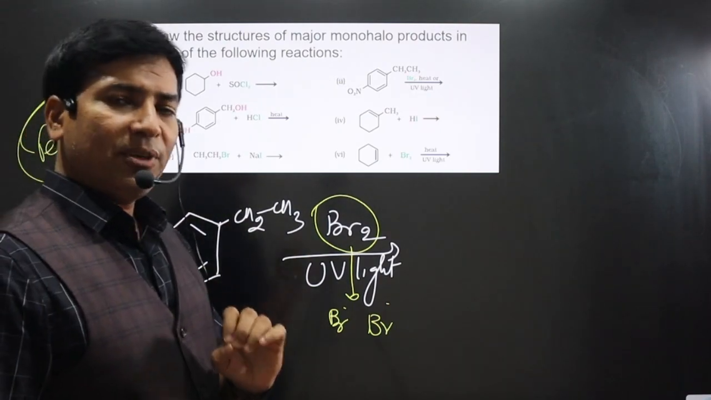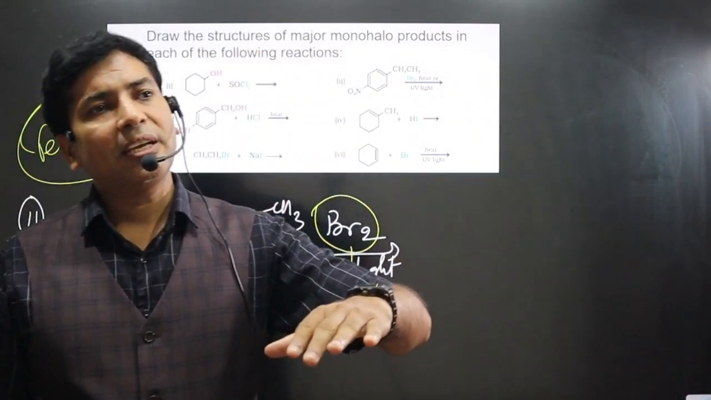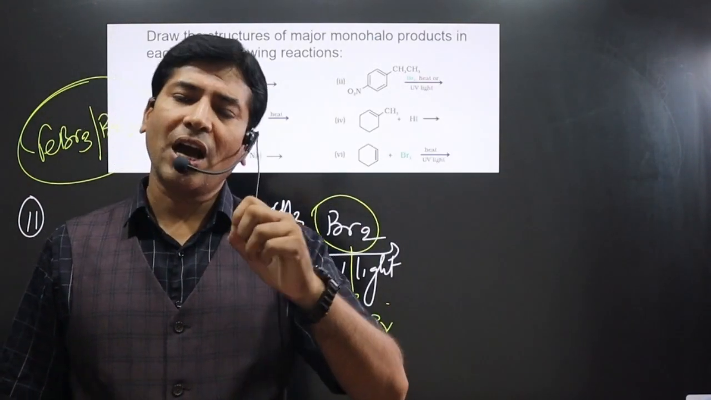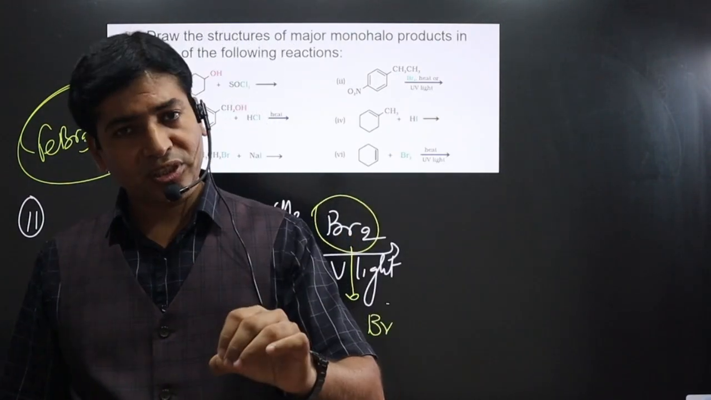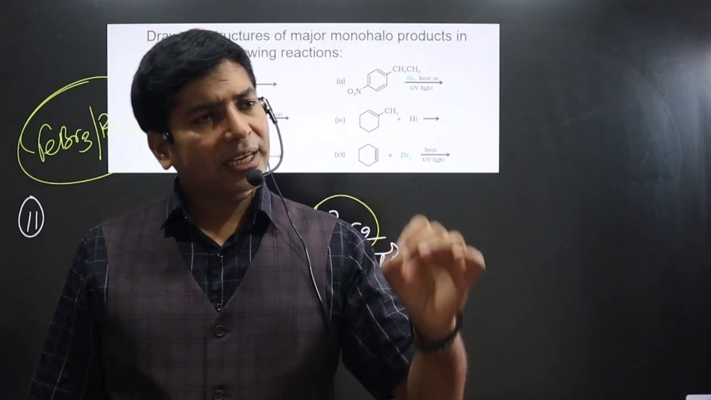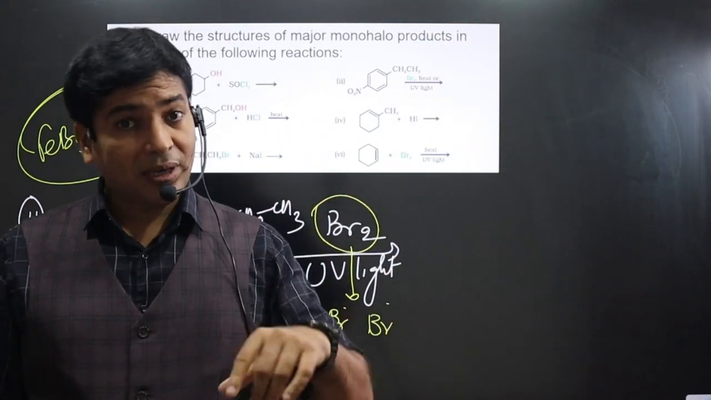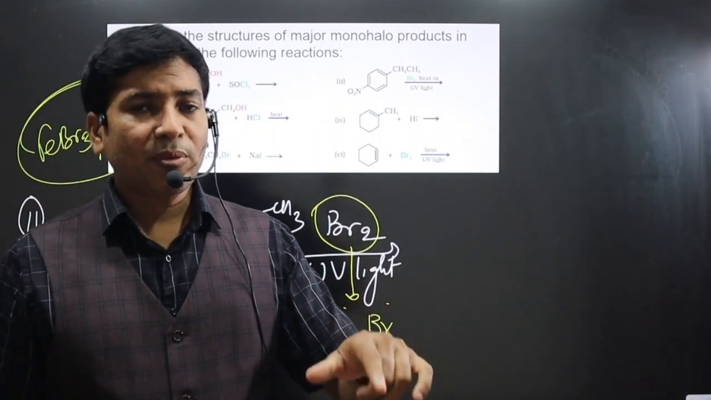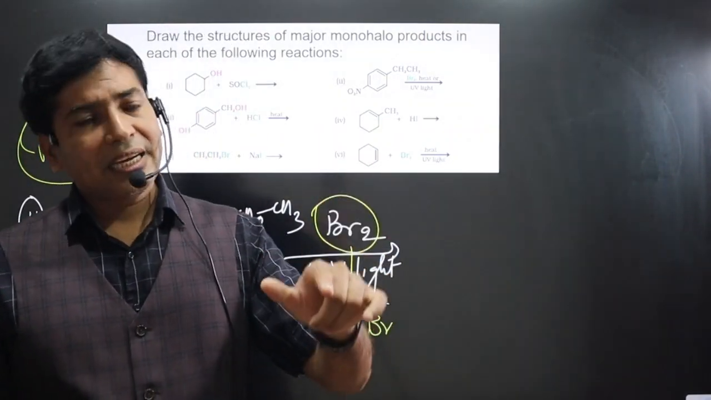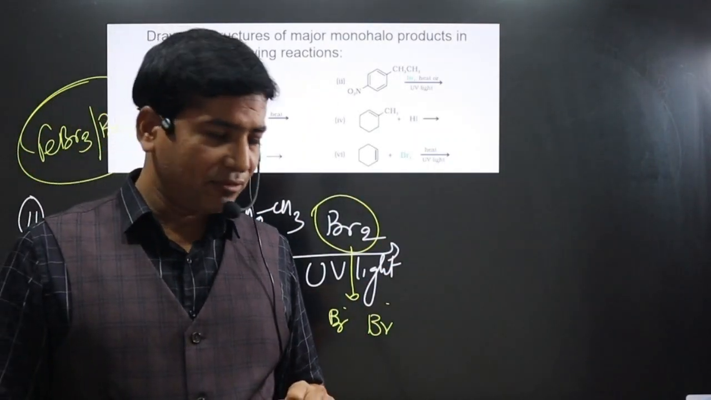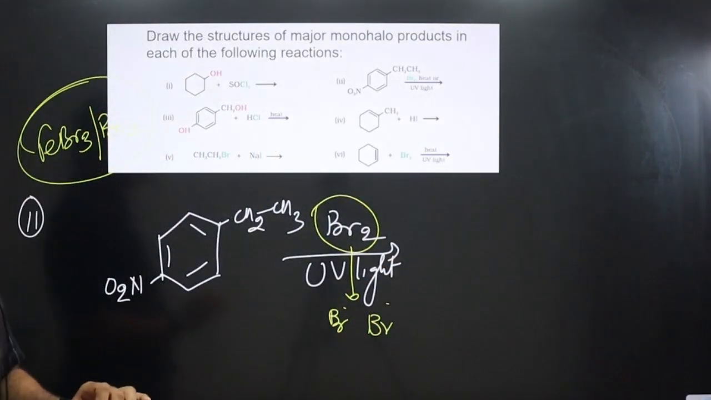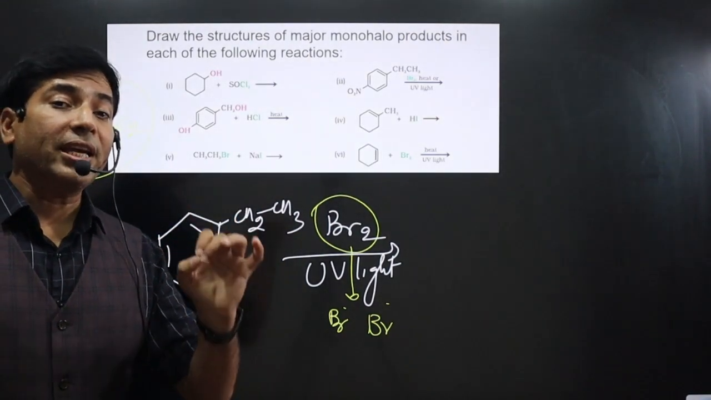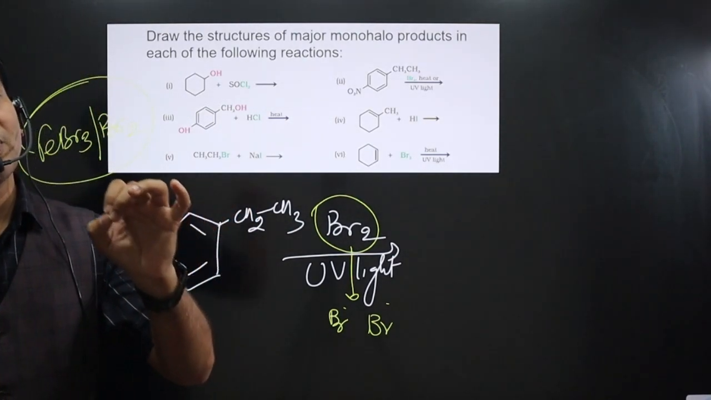Now if we talk about the stability of free radicals, it is based on the stability of carbocations. About carbocations, we have learned that tertiary carbocation is more stable than secondary carbocation, and secondary carbocation is more stable than primary carbocation. Similarly, tertiary free radical is more stable than secondary free radical, and secondary free radical is more stable than primary free radical. That's why we always form the product based on the more stable free radical or more stable carbocation.